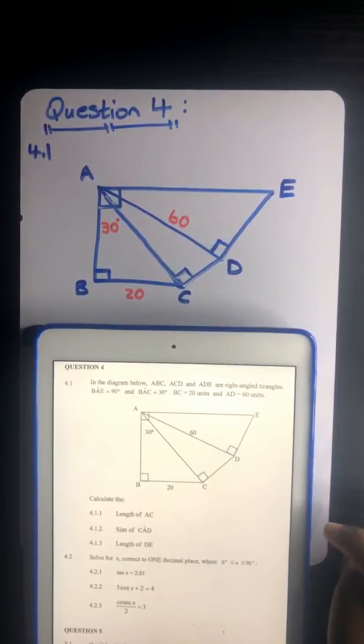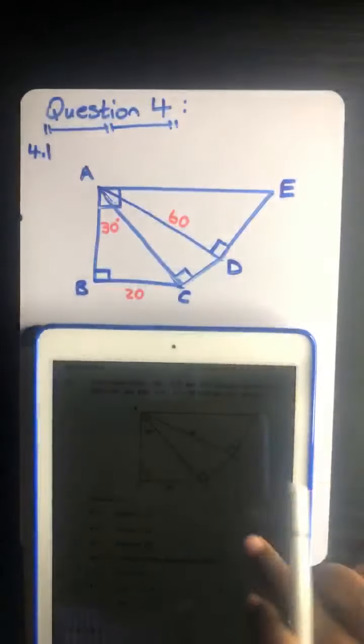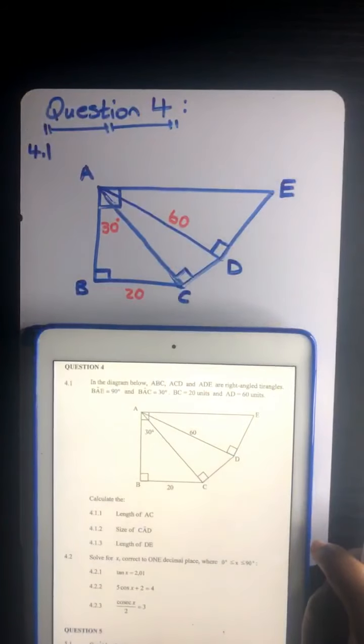Question 4, 4.1. It says, in the diagram below, ABC, ACD, and ADE are right angled triangles. Very, very much important, ladies and gentlemen. Angle BAE is equal to 90 degrees. In triangle BAC, angle A is equal to 30 degrees. BC is equal to 20 units, and AD is equal to 60 units.